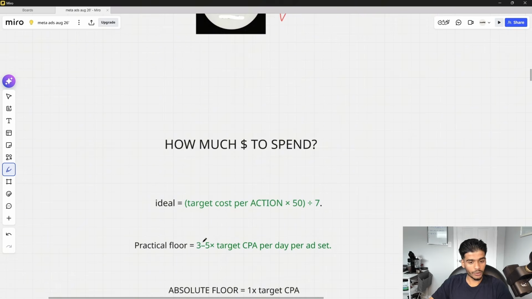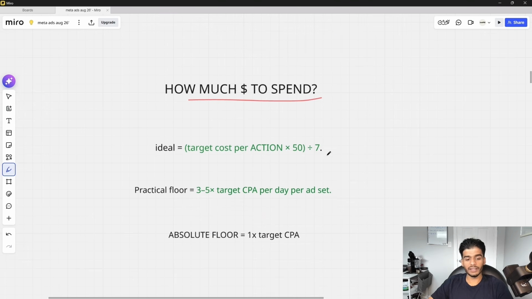And now, a very important question. How much to spend on your ads? Of course, that depends on how deep your pockets are, but if you just don't have a genuine idea, then the ideal, if you have money and you are not poor, the ideal target is this formula. So your target cost per action, CPA, into 50 divided by 7.